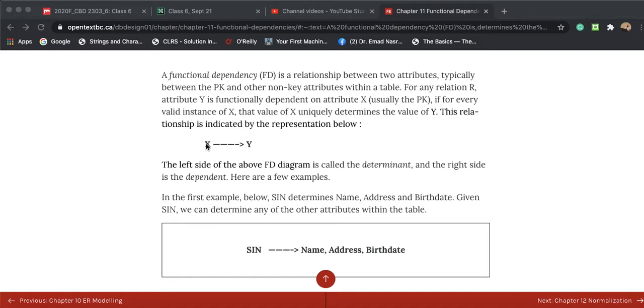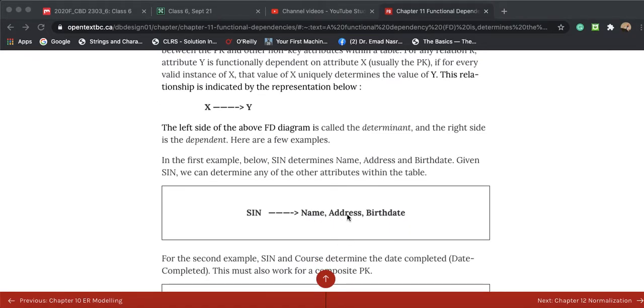For example, you see here SIN, name, address, birth date. Name, address, birth date are changed if the SIN changed. Actually, this is a general example. Always in all cases, the primary key influences other attributes, which means if the value of the primary key changes, all values will be changed. That's obvious.